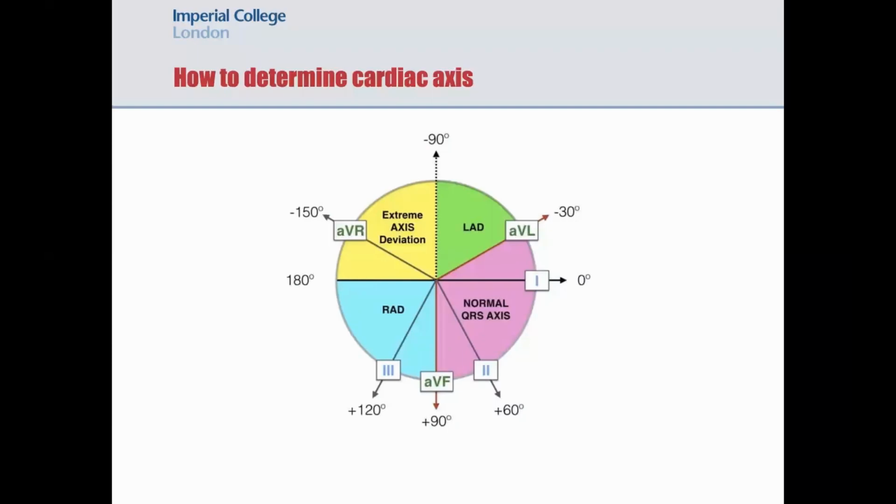In AVF, that would change to 0 degrees to 180 degrees. So anywhere in the bottom half of the circle will produce a positive deflection. When you overlap the two areas together, the positive deflection in lead 1 and the area in AVF, you have an overlapping area of 0 degrees to 90 degrees. And that overlapping area tells you where the cardiac axis is likely to lie. All right, okay, cool, that makes sense now.